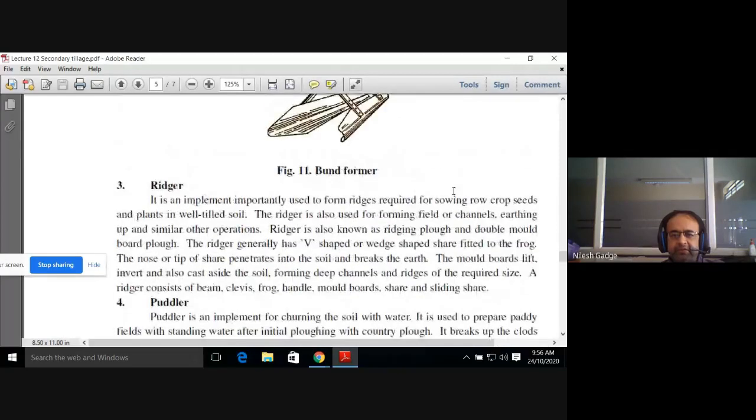Then there is the ridger also. So these are the different types of secondary tillage implements. Just wait for a while.